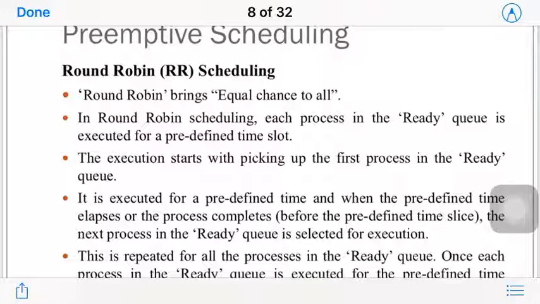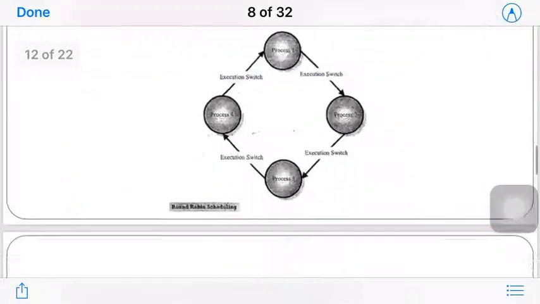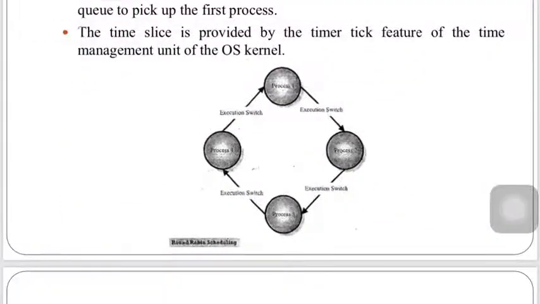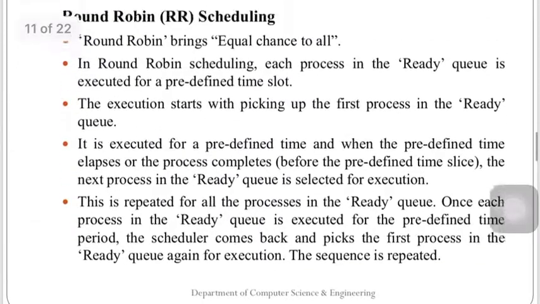Means if there are four processes in the ready queue, everyone will get an equal chance. Process 1 will get a predefined time slot, say 2 milliseconds. One will get 2 milliseconds, second will get 2 milliseconds, third will get 2 milliseconds, fourth will get 2 milliseconds. So round robin, one after another, like here you can see in this diagram. Process 1, then execution switches to process 2, then process 3, then process 4, like this. Equal time to all the processes.